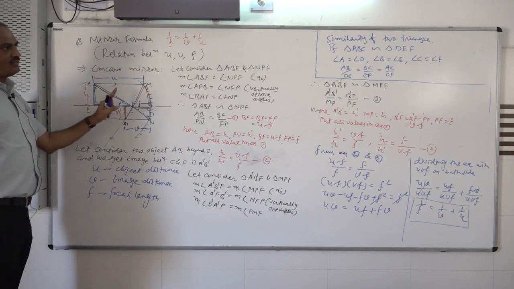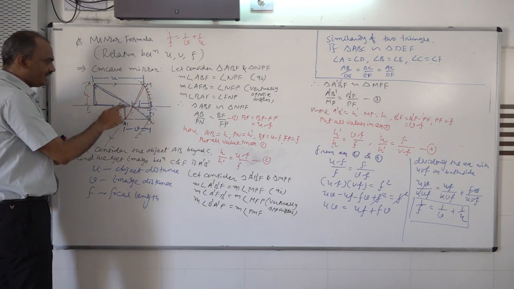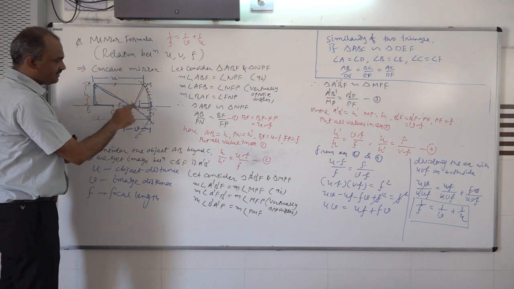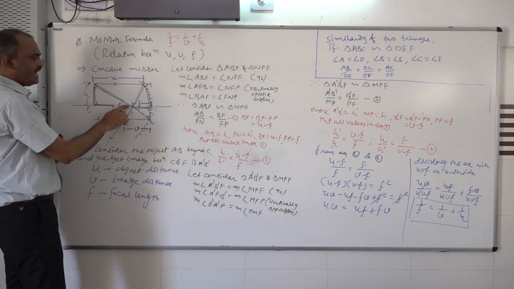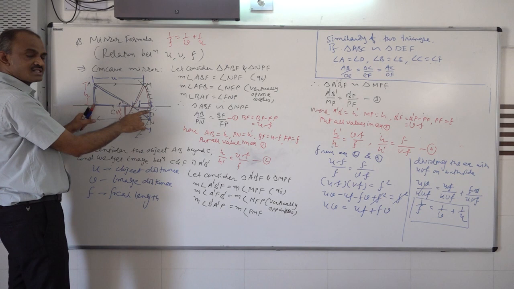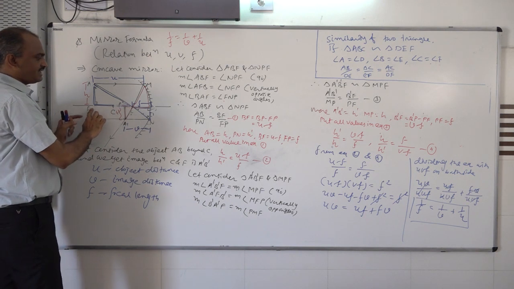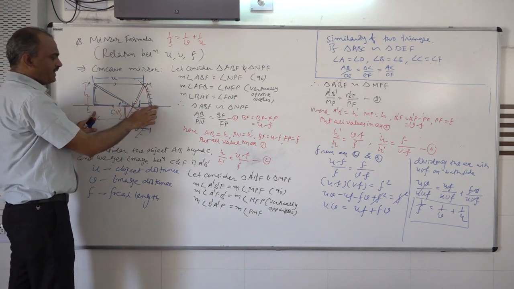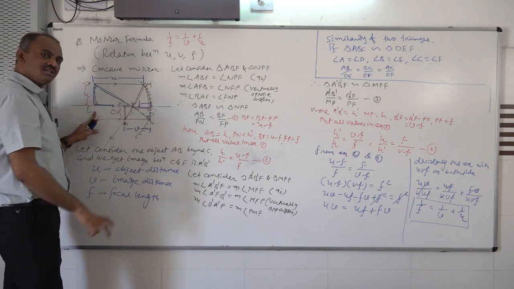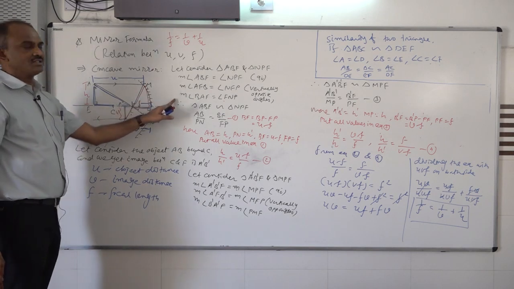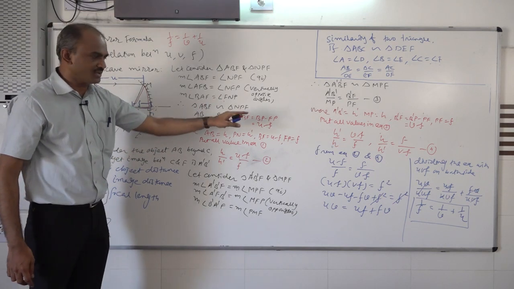To prove this theorem, we have to use the concept of similarity of triangles. First we are taking triangle ABF and triangle NPF. For these two triangles, angle ABF and angle NPF are equal because they are 90 degrees. Angle AFB is equal to angle NFP because these are vertically opposite angles. If two angles are equal, obviously the third angles are equal, so these two triangles are similar. So triangle ABF is similar to triangle NPF.